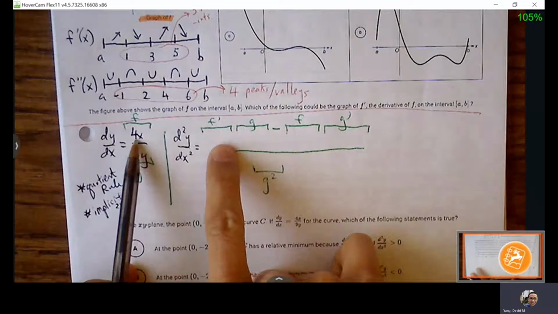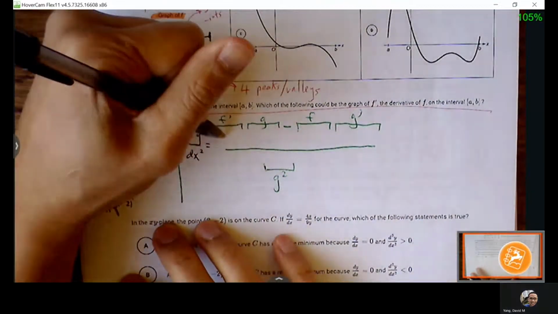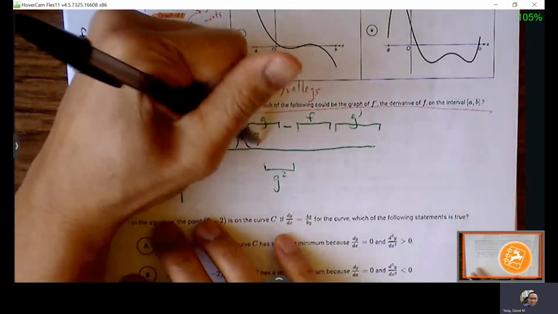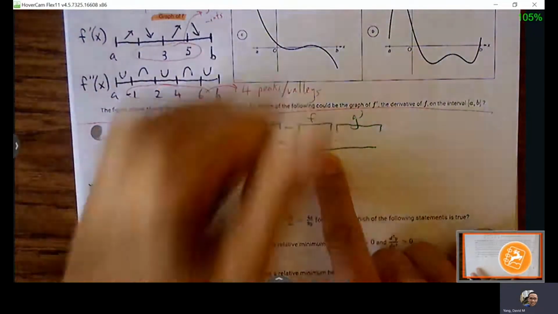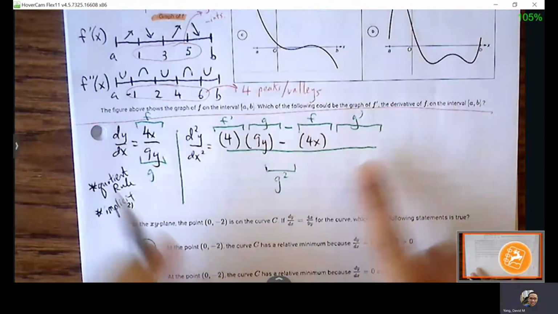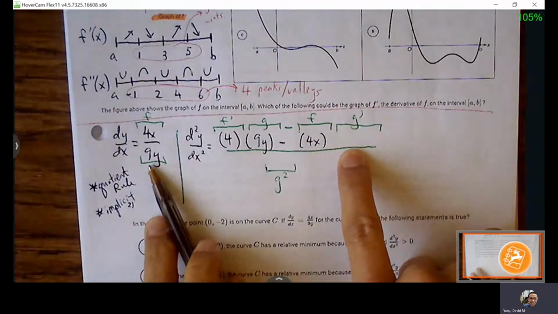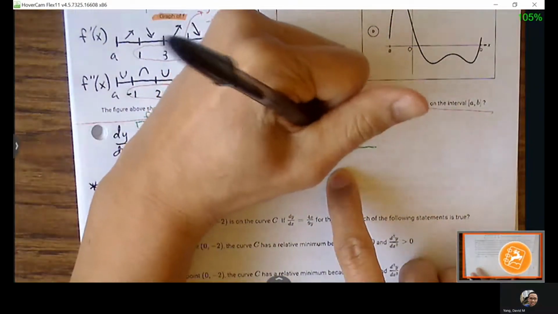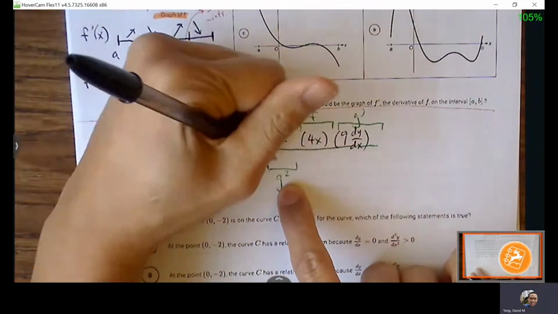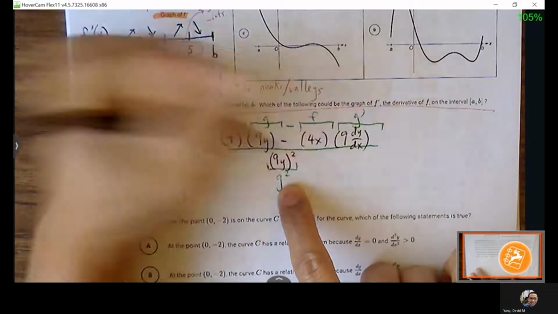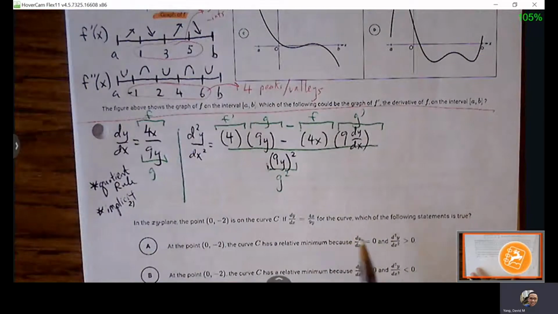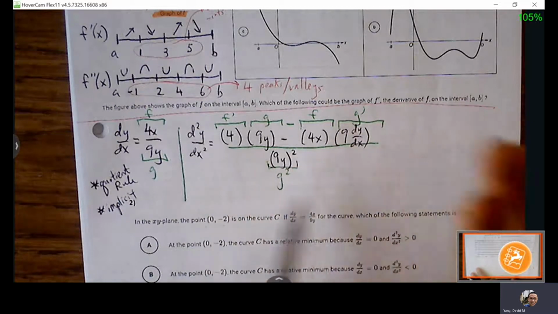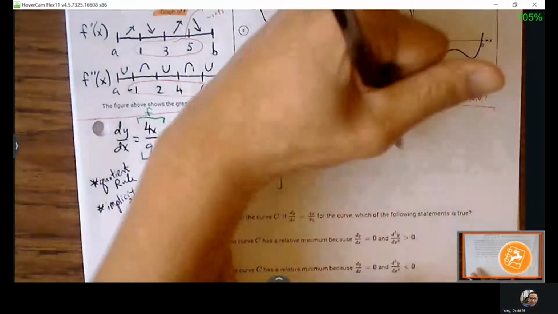Okay, f prime, 4x becomes what? 4. g is the original function, no changes. Back to f. What's g prime? What's 9y's derivative? 9 dy/dx. All over my denominator squared. We can insert 0 and -2 into the second derivative and see whether we get a positive or negative number.